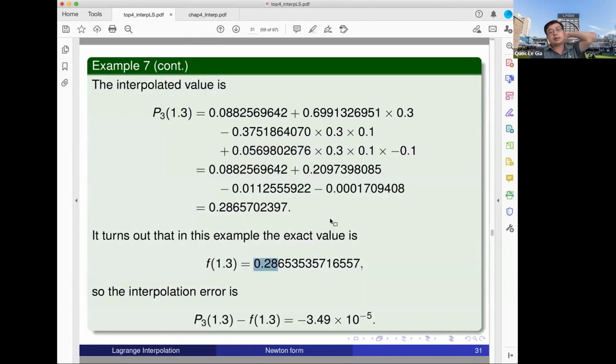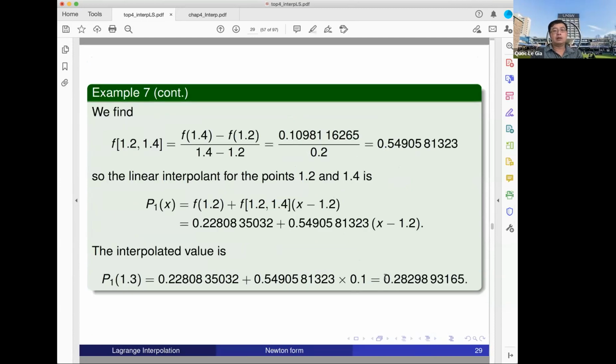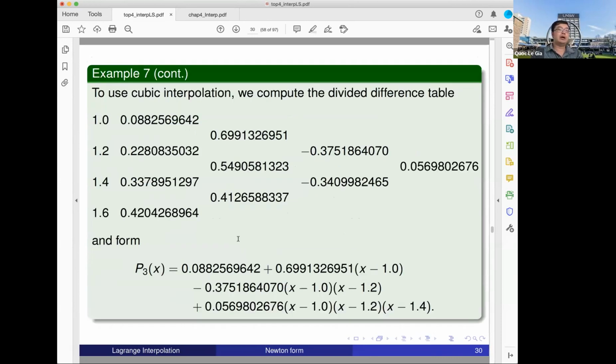Essentially when you use cubic, then you get a better approximation. Because the exact value is 0.86, and this one is 0.82, right? So the difference is up to the third digit. So the cubic is a better approximation.